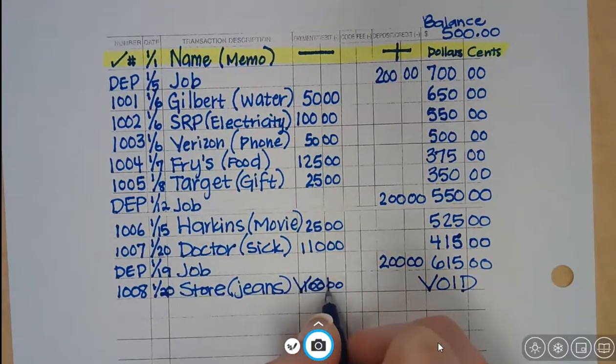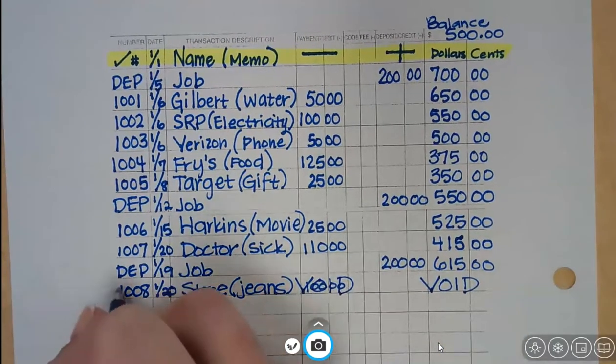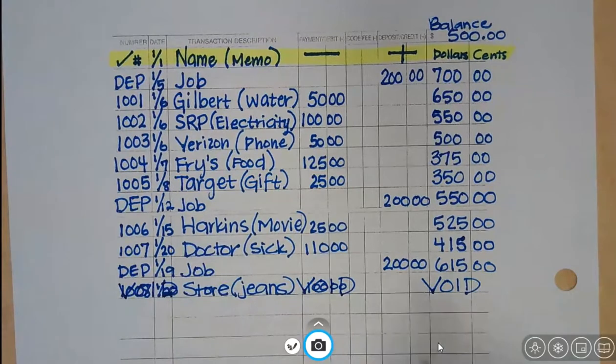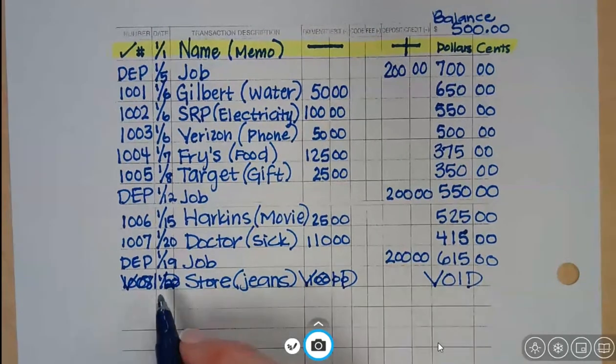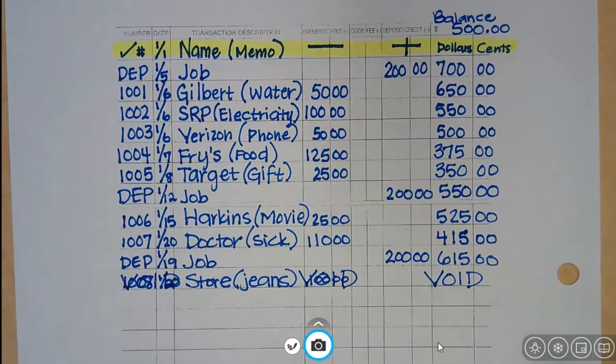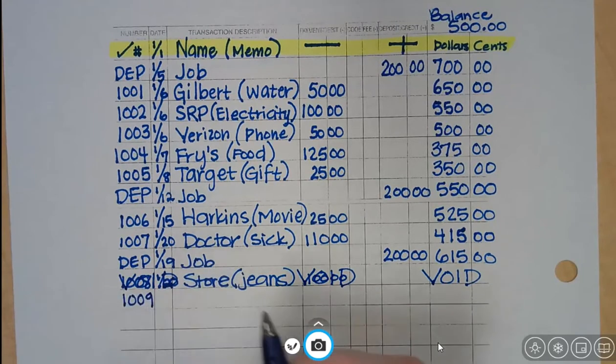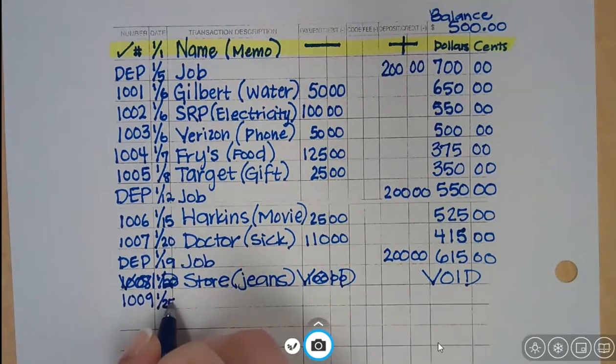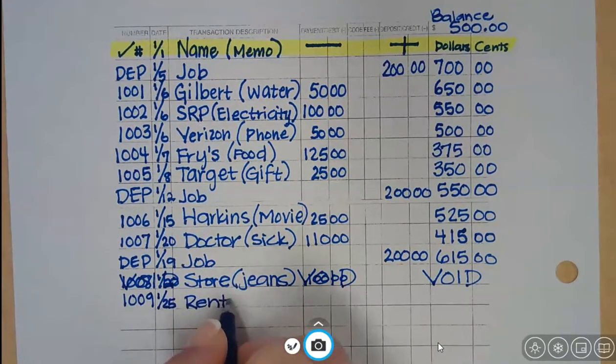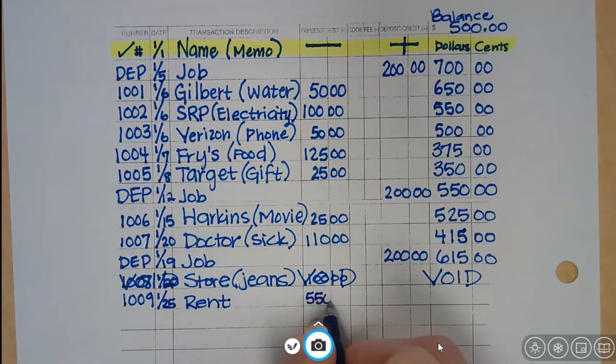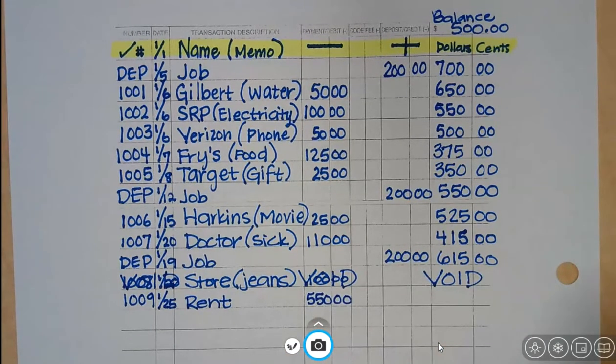So it's called voiding a check. So I decided I'm not going to use that check. I'd already written it out, so I had to write void on it. That means it's not good anymore. So that check 1008 is no longer good. Okay. And then I have to use check 1009 next to pay my rent. And remember, we said it was $550. So that means I have $65 left.